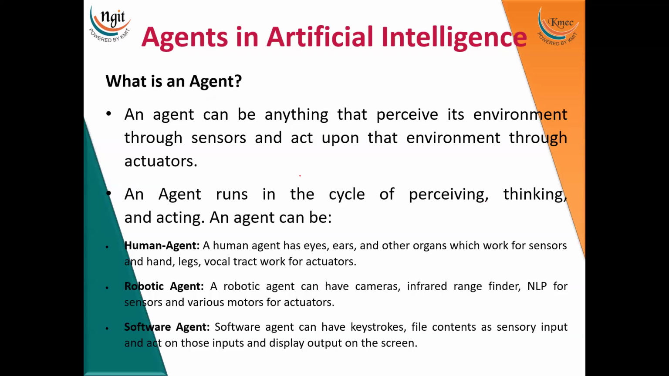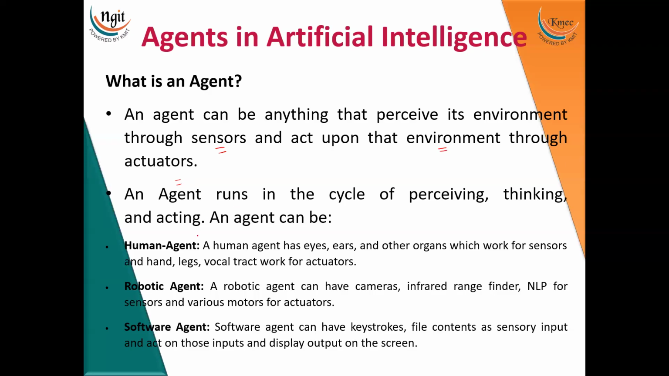Let us see what we mean by an agent. An agent can be anything that perceives the environment through sensors and acts upon the environment through actuators. So remember, an agent can be anything that perceives the environment through sensors and acts upon that environment through actuators. An agent runs in the cycle of perceiving, thinking, and acting.